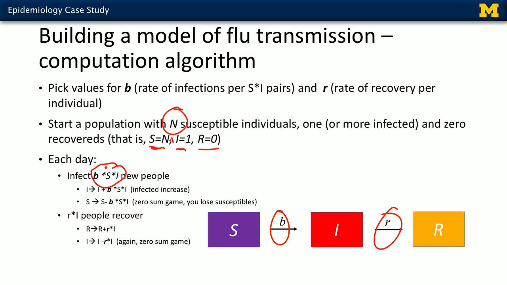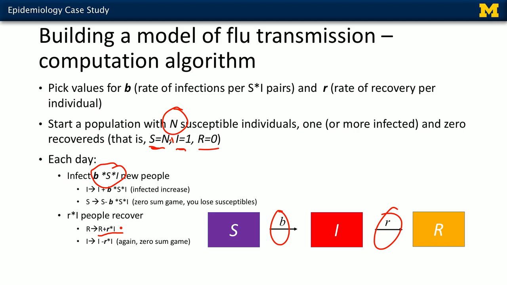What is the other thing that can happen? Well, people can recover. The infected can recover. So how many people do I expect to recover every day? Well, if R is the rate of recovery, it should be R times I. So the number of R's that I should have at the end of the day should be what I started with plus the new recoveries. And then again, it's a zero-sum game. If someone recovers from the I to the R, then the I should decrease by that same amount.